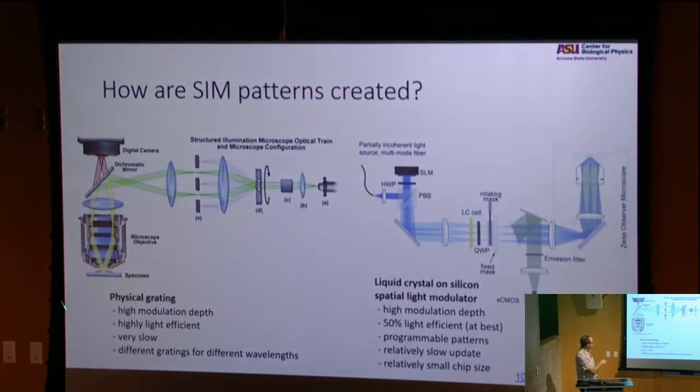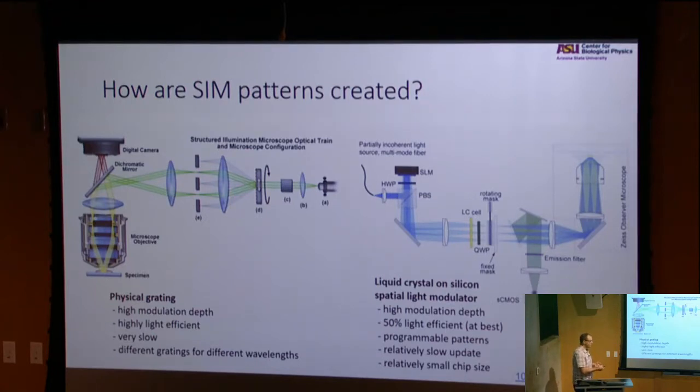So how do you normally make these patterns? The original proposal was a physical grating, and then this physical grating was either displaced or rotated to change the way the pattern was oriented or the phase. And then you block the central order and you recombine two beams at the sample, so you get a sinusoidal pattern. So what's the advantage of this? You get very high modulation depths, right?